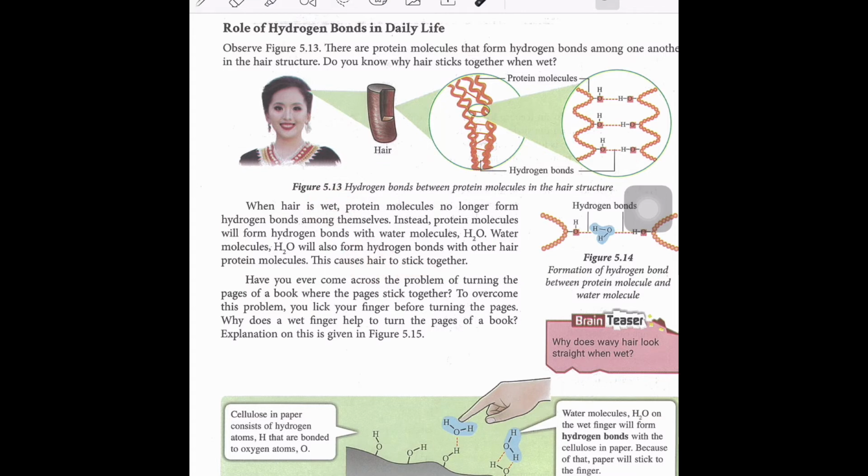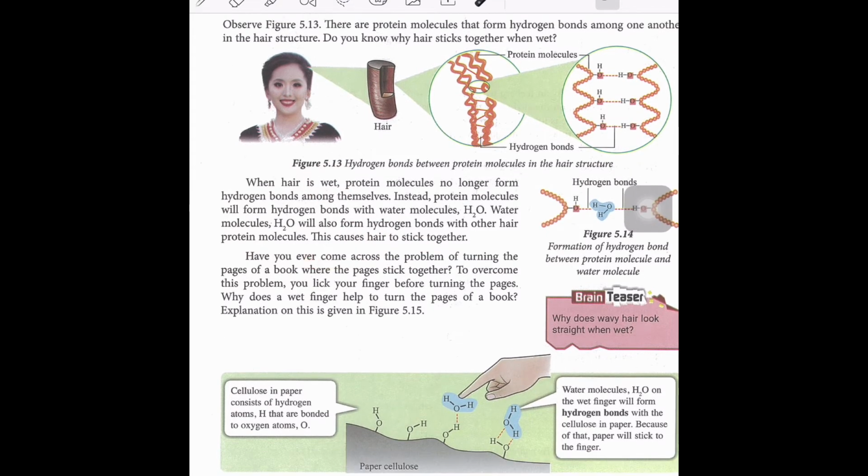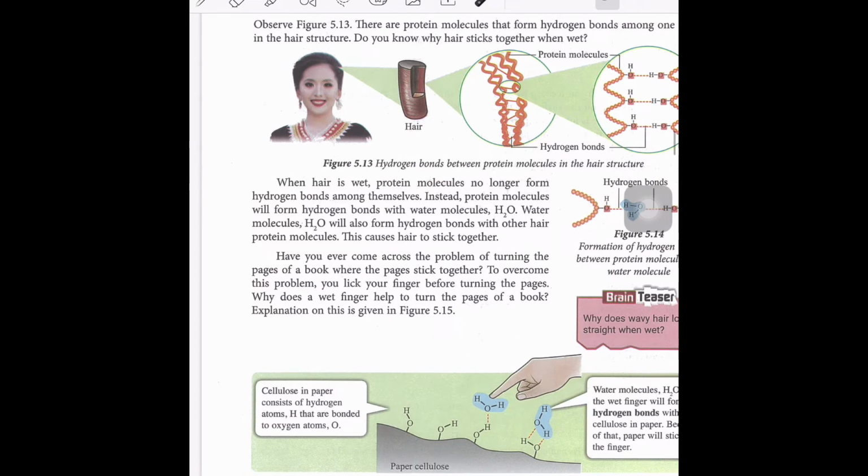Alright. Now, have you ever come across the problem of turning the pages of a book where the pages stick together? Kan? To overcome this problem, you lick your finger before turning the pages. Kan? Kamu pernah kah? Kamu punya buku melekat, lepas tu kamu guna air liur, kan? Itu cara orang tua-tua lah actually dulu-dulu, kan? Diorang guna air liur tapi I believe some of you still do that, right? Okay? You lick ataupun you make your hand wet atas pan.